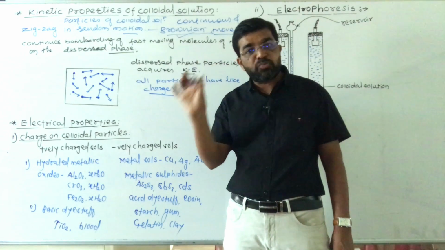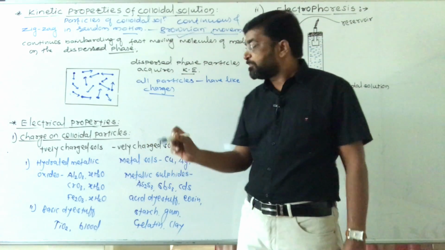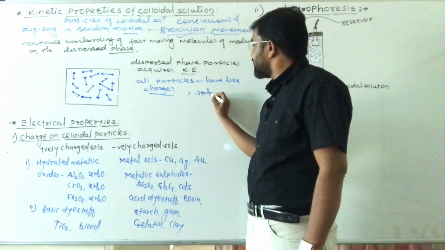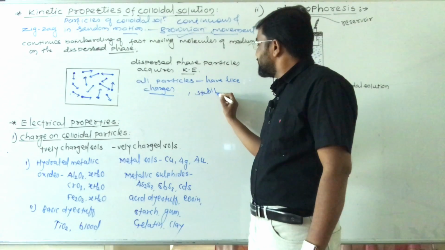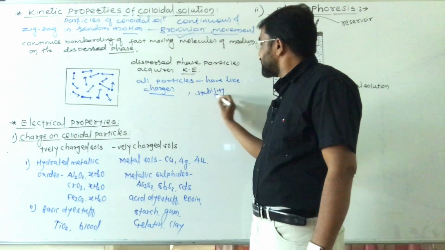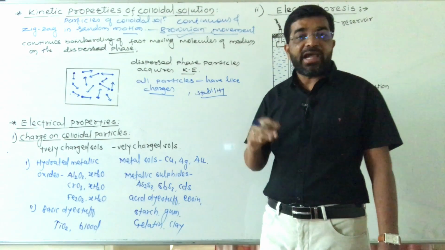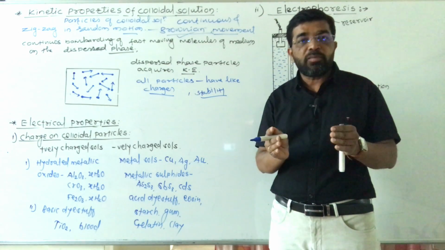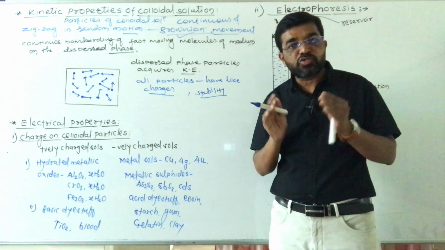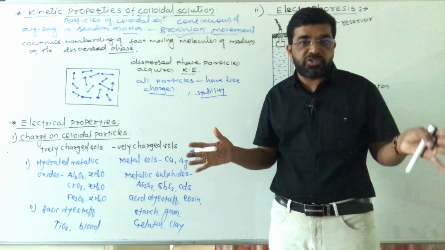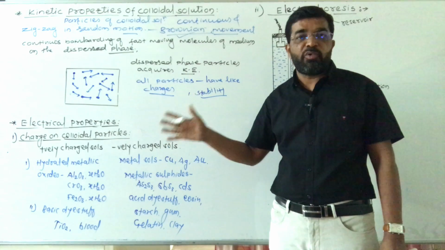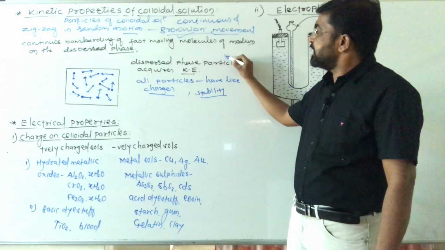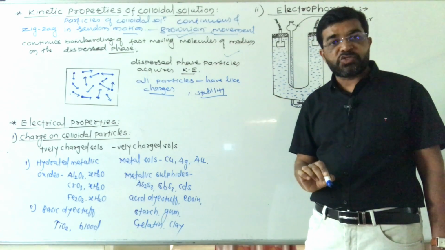And due to this Brownian movement, colloidal solutions acquire stability. Why? Because all particles in colloidal solutions are kept away from each other. Due to this Brownian movement, they are away from each other, and hence they cannot be coagulated easily.